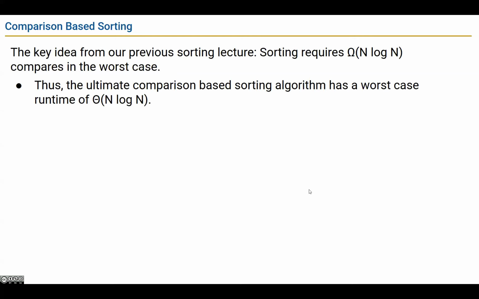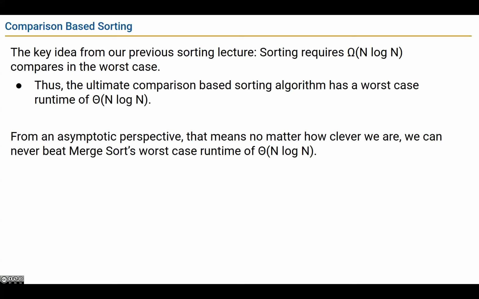Either way, the ultimate comparison sort is going to have a worst-case runtime of n log n, which means that no matter how clever we are, no matter what you're trying to come up with, you could spend a million years trying to solve this problem. You're not going to find a better sorting algorithm, at least theoretically, than merge sort or quicksort's expected case. Unless you don't use comparisons.